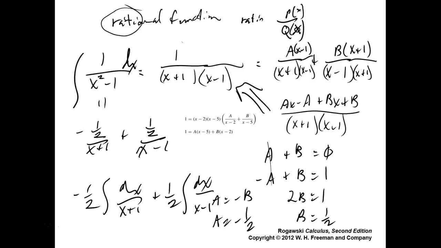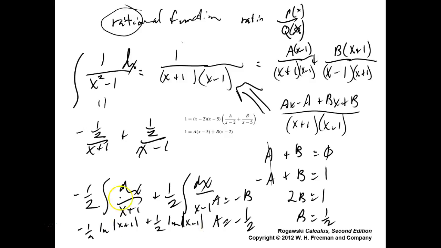Isn't that a natural log? Yeah. Natural log of x plus 1. And that's a natural log of x minus 1. So what we have is minus 1/2 the natural log of x plus 1. I put them in absolute values. Plus 1/2 times the natural log of x minus 1.